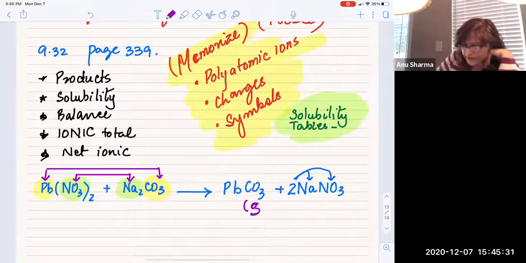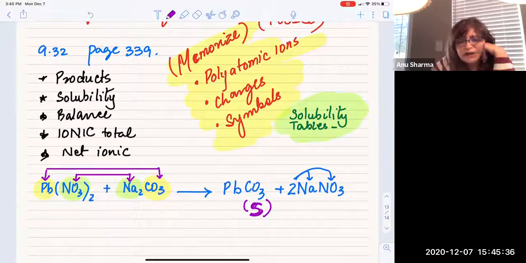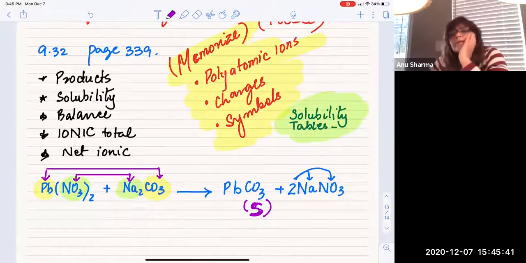So this is going to be S. Remember that S stands for solid, everyone. Wait, not all carbonates. I think a few are. Group 1A: if you combine a carbonate with group 1A elements or ammonium, it is soluble, so it will be aqueous. Any others are insoluble, solid. So if you look in the table, lead and all other carbonates are solid.